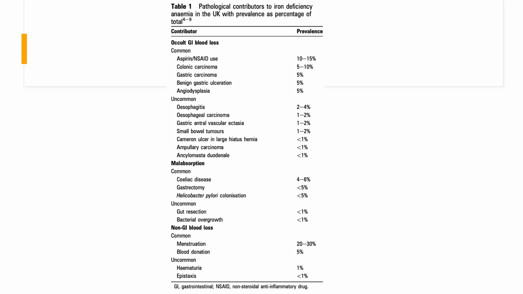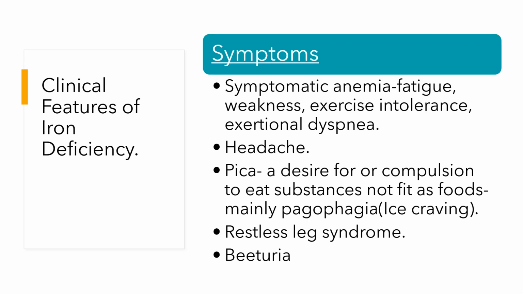So this is a study which was performed in the UK to assess the prevalence and etiology of iron deficiency. In their country, it is mainly due to non-GI blood losses, that is about 20 to 30%, secondary to menorrhagia, and from GI blood losses, mainly due to NSAIDs and aspirin use. And there is a significant number of patients who are having colonic carcinomas as well.